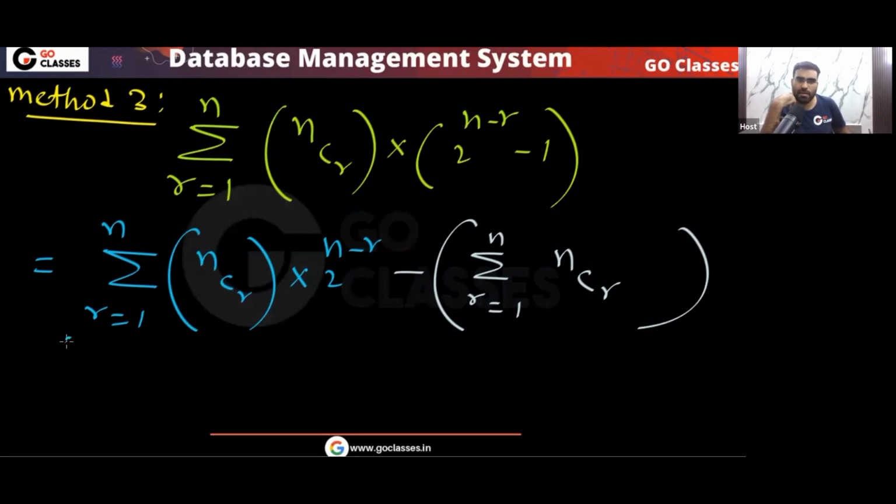Do you agree? I can write it separately. Yes or no? Are you getting my point? See, summation 1 to n, this value is here. And similarly, summation 1 to n, this value is here. Okay, is this clear? Now let's see what this value will become. Tell me what this value is going to become.